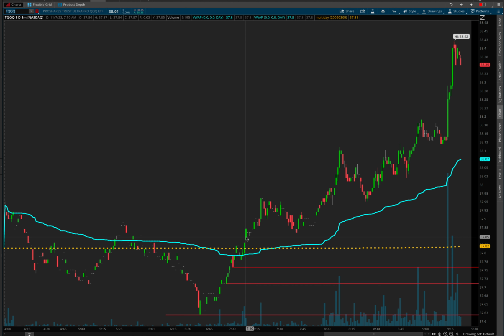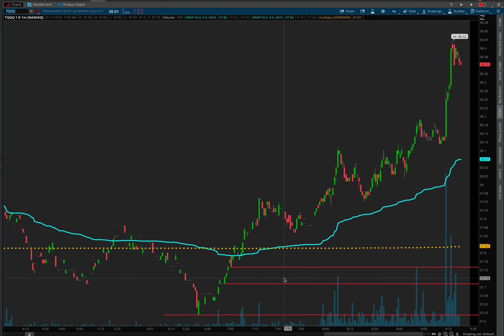But let's say it doesn't work. That's where the red lines come into play. So if you're buying something because it's going over the 1 minute and the multi-day VWAP, you have to say, okay, now that I'm buying it, if I'm wrong, where am I going to sell it? Great question. Well, you're going to sell it at some prior low candlesticks, right? So if you're buying 37.85, what I do is I put stops.